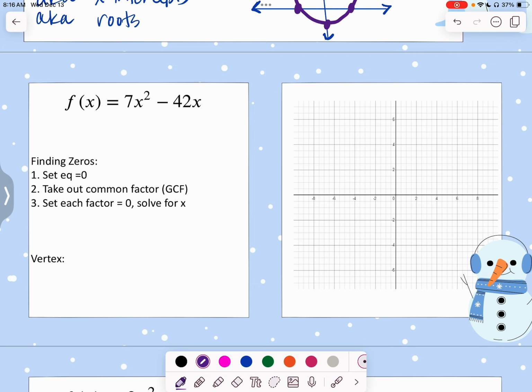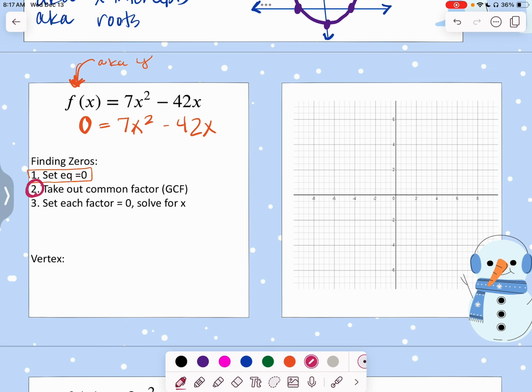All right, so here's our first example where we have to factor and find the GCF of 7x squared minus 42x. I have some steps written here for you. The first step says set equation equal to 0. So instead of this f of x, which we also know we can replace with a y, I'm going to write 0 equals 7x squared minus 42x. Okay, that is step 1.